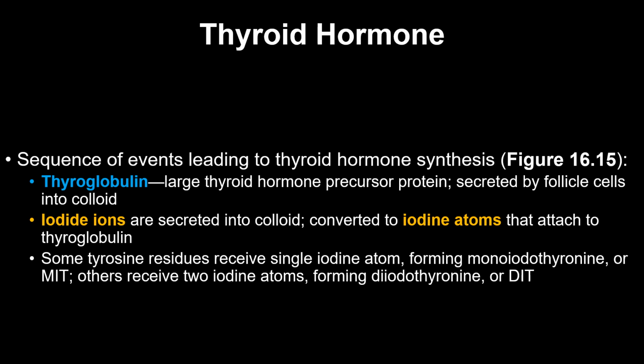Iodine ions, or I'm sorry, they're no longer ions, they're atoms. Iodide ions get converted into iodine atoms, which then move into the colloid and attach to those selected tyrosine residues on the thyroglobulin, forming a structure called iodinated thyroglobulin. Some of the tyrosine residues receive only one iodine atom, forming monoiodothyronine, or MIT, whereas others receive two iodine atoms, forming diiodothyronine, or DIT.